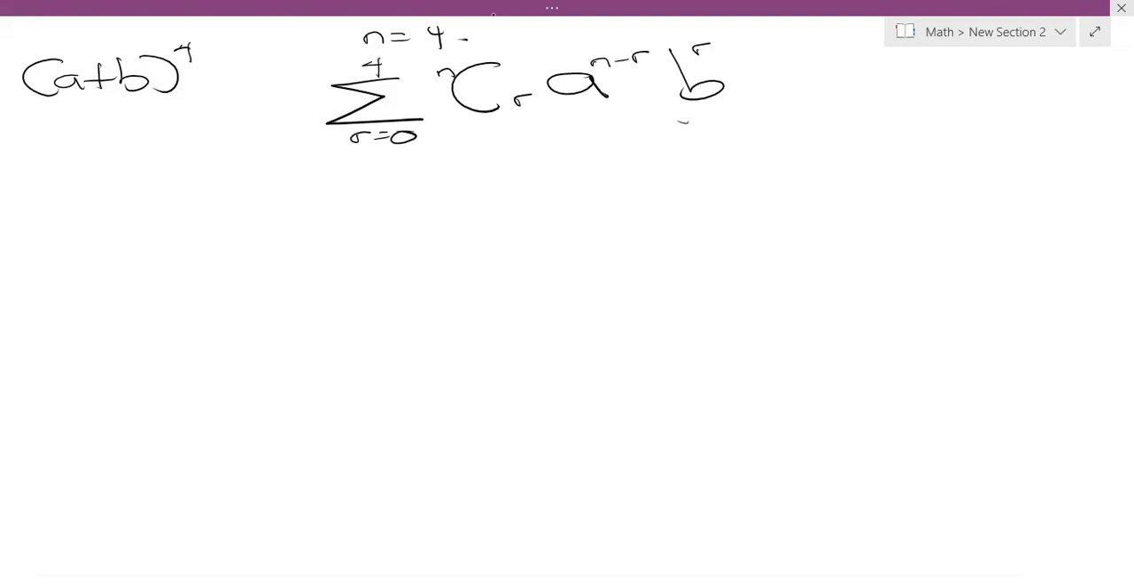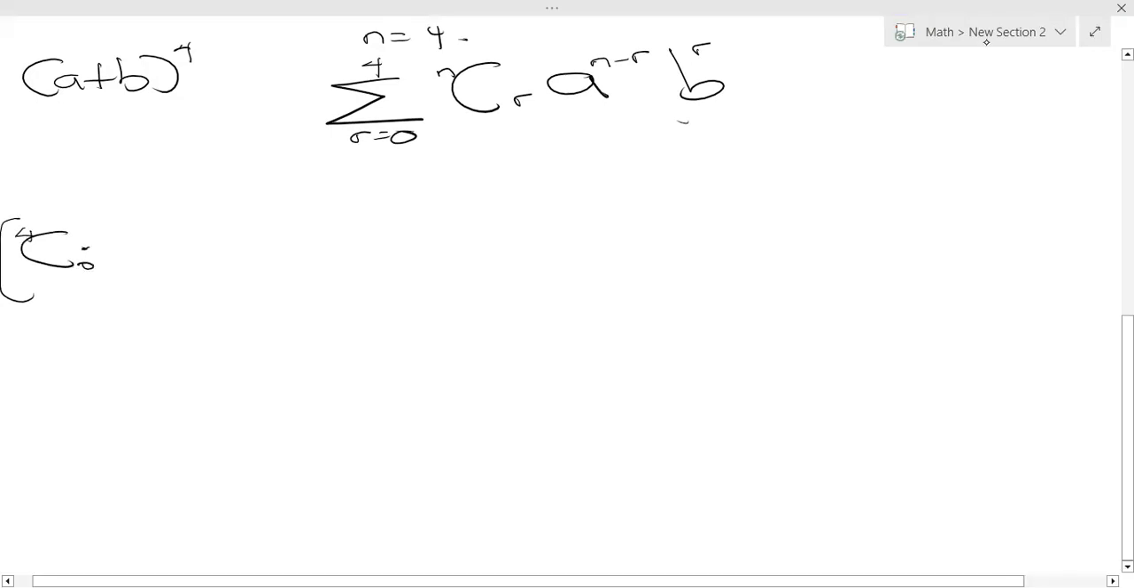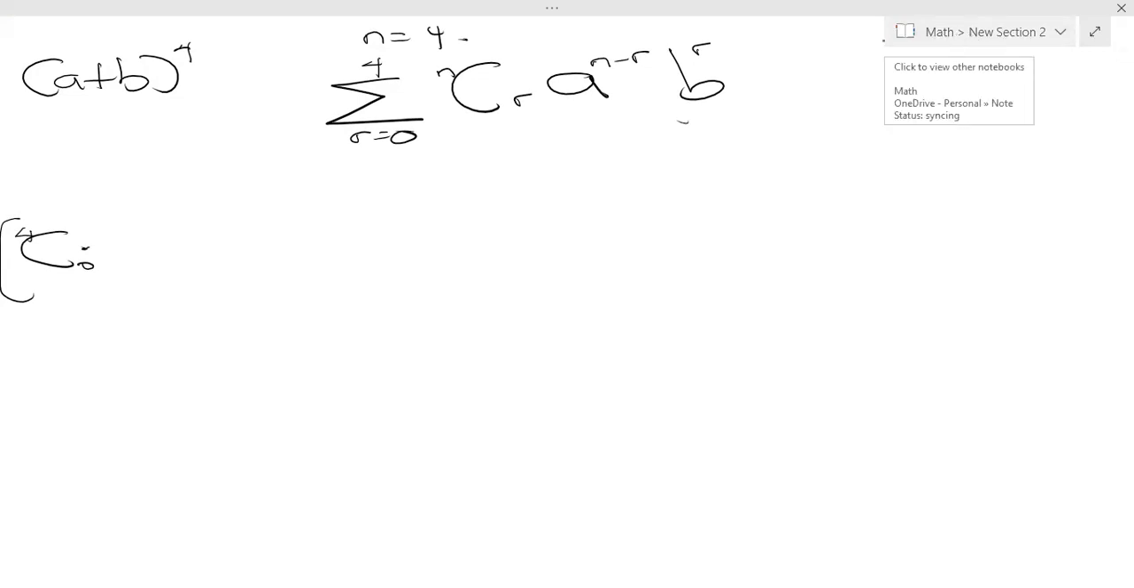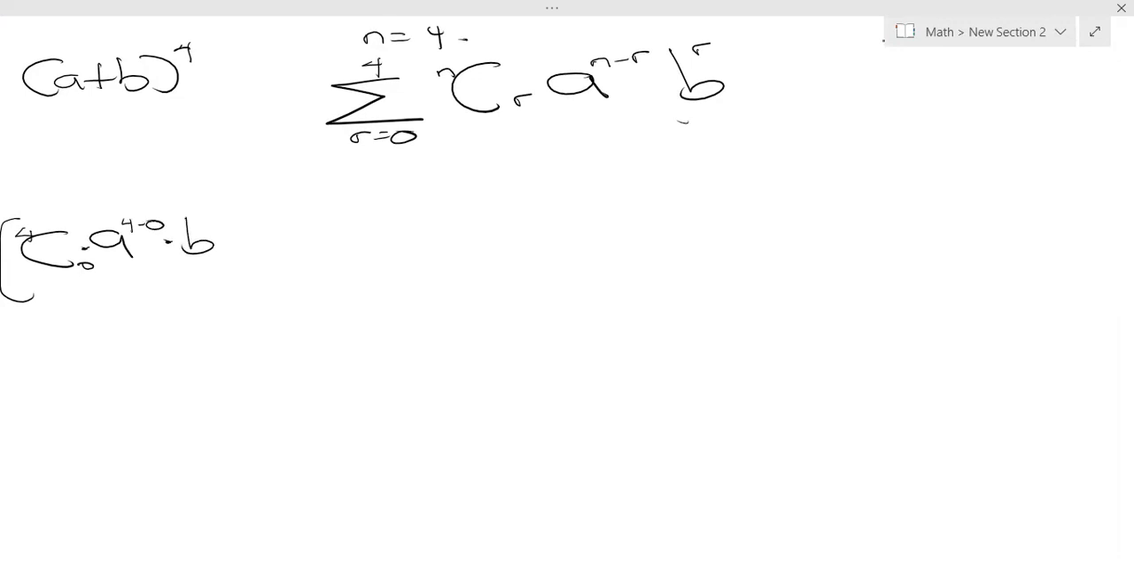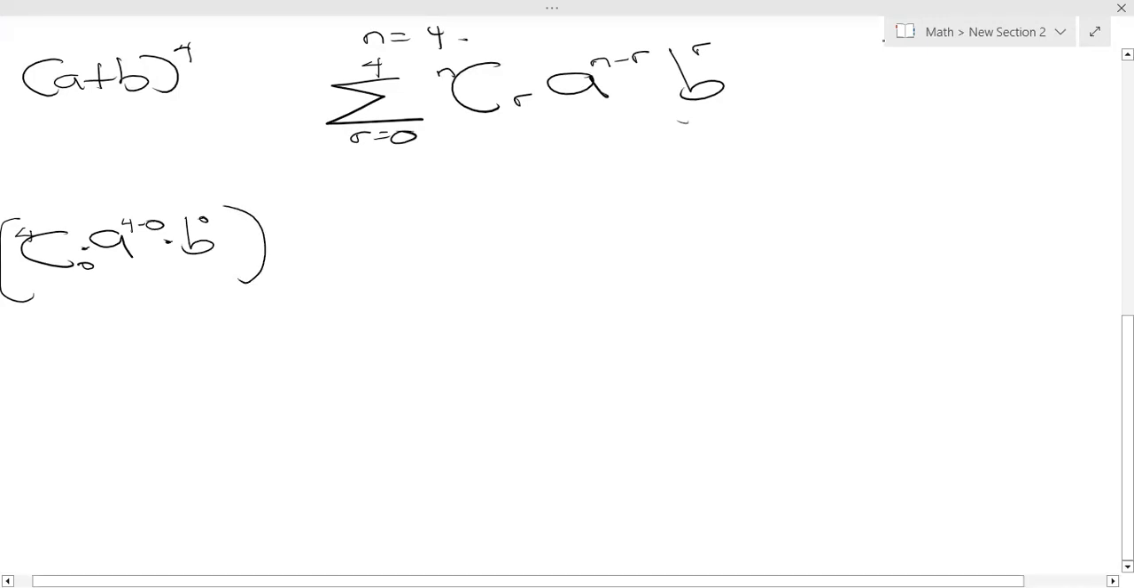We're going to be adding. So let's start from when r is equal to 0. Our n is 4, so 4 C 0, dot, because we're multiplying, a raised to n minus r. Our r is still 0 and n remains 4, so that'll be 4 minus 0, dot b raised to 0. That's the first part.